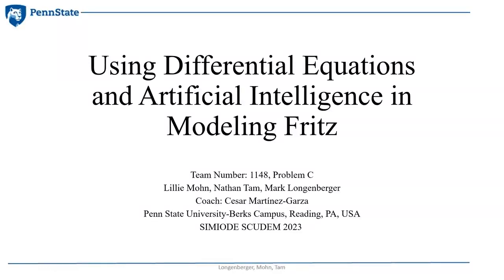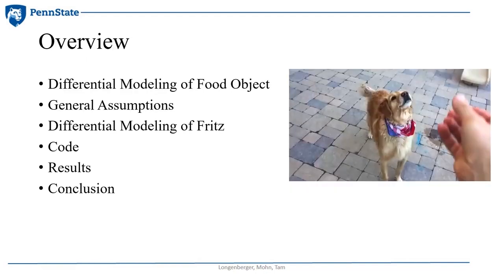Hello, this is team number 1148 from Penn State University, Berks campus, presenting on Problem C from SCUDEM 2023. This is using differential equations and artificial intelligence in modeling Fritz. We'll start by discussing the differential modeling of the food object, next move on to general assumptions, then onto the differential modeling of Fritz, and then close with a discussion on our results and conclusion.